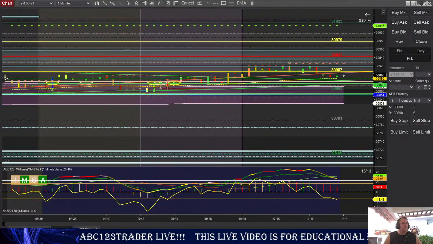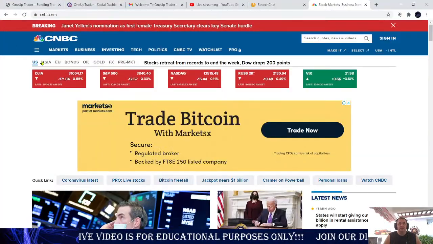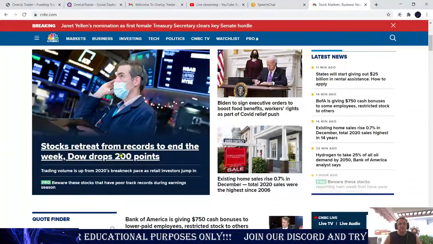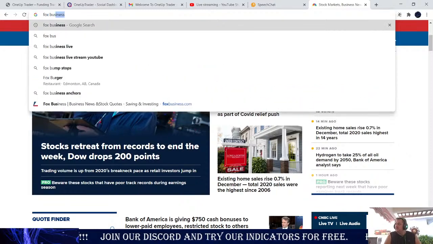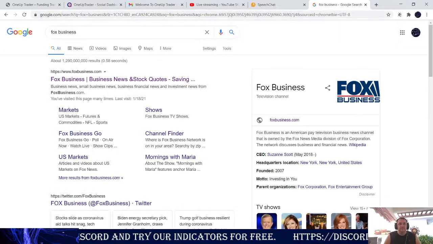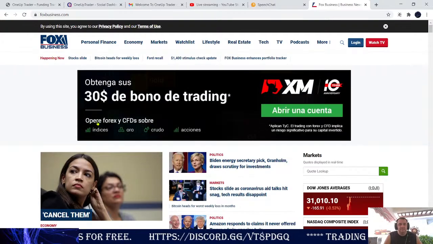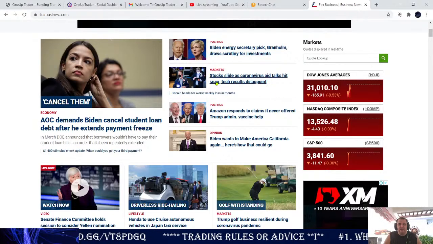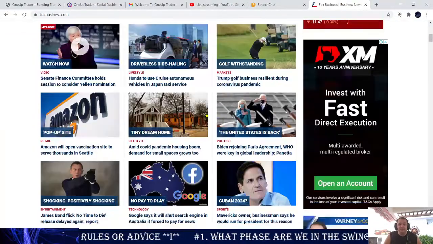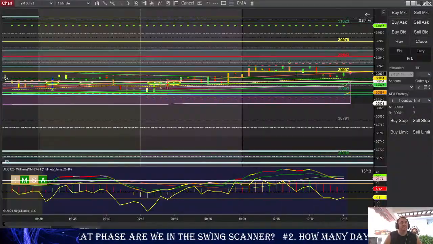Stocks retreat from record to the end. Let's go like this. Boom. The stocks retreat from record and Dow drops 200 points. Fox Business. Let's see what it says. Okay, market is going down. Secretary talks about a snag, results for disappointment. They still have Trump's face on it. Amazing, I thought they'd just get rid of it. And anything else? Nope. Okay.